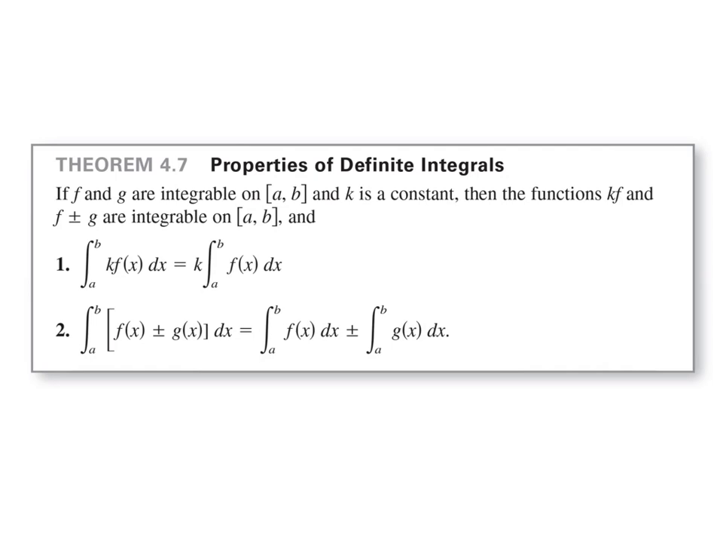And two more properties to throw at you that are also kind of self-explanatory is a constant multiple rule. So if you have some constant outside of a function, you can just pull that constant on the outside and then integrate that function. Also, if you have two functions, so let's say f of x plus or minus g of x, you can separate those two and take those integrals separately. So the integral from the same numbers, like a to b, of f of x plus or minus the integral from the same numbers a to b for g of x. So you can pull constants on the outside and you can separate functions with addition and subtraction.